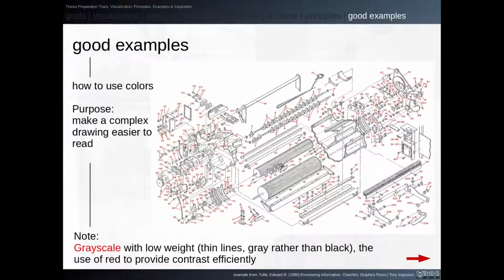Also note the grayscale that is used here, with very low weight. You have thin lines and you have gray rather than black. That emphasizes the red. It makes the red stand out more and makes it easier to read. So don't always use black and white. Remember that gray and dark gray tones against white can also be very efficient and much easier to read.